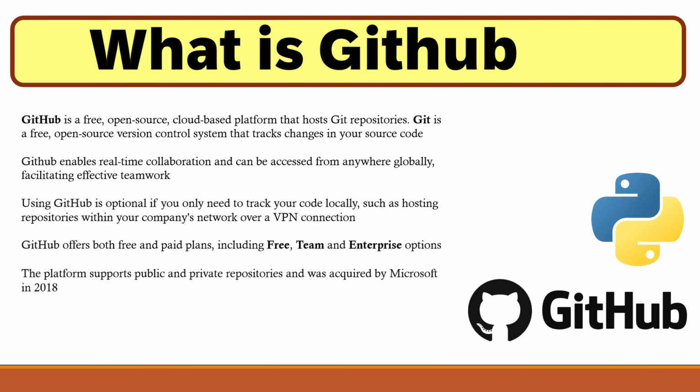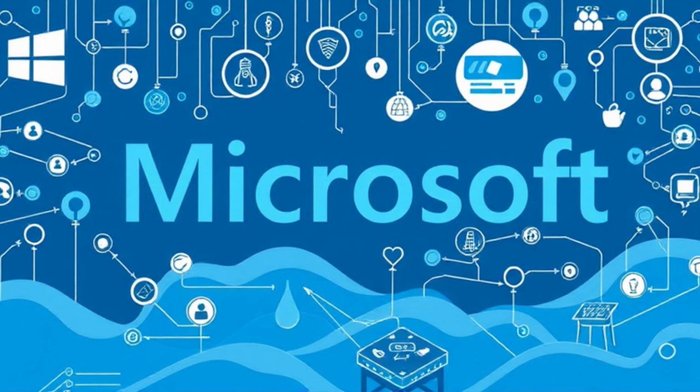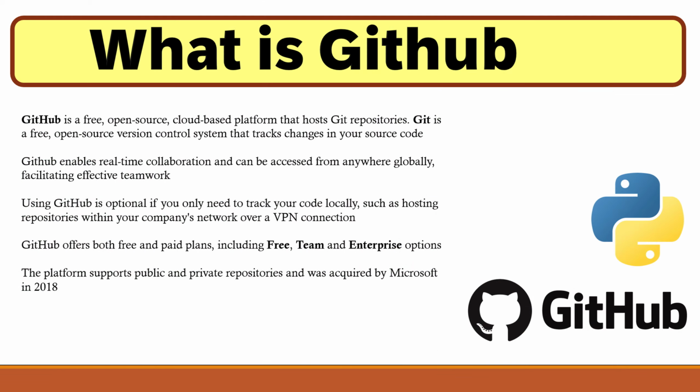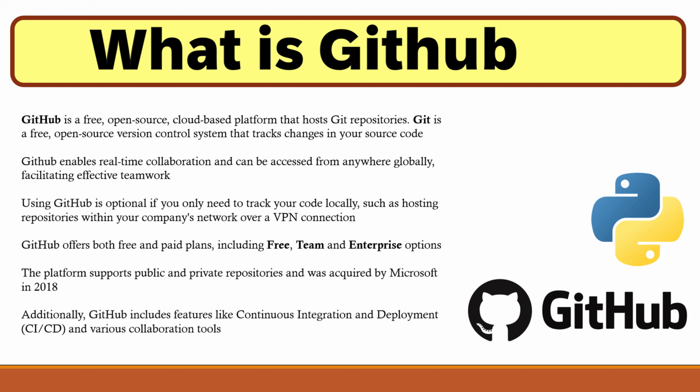The platform supports both public and private repositories and was acquired by Microsoft in 2018, which increased Microsoft's focus and commitment to open source development. And additionally, GitHub includes features like continuous integration and deployment, as well as various collaboration tools. So that's a high level overview of what GitHub is.